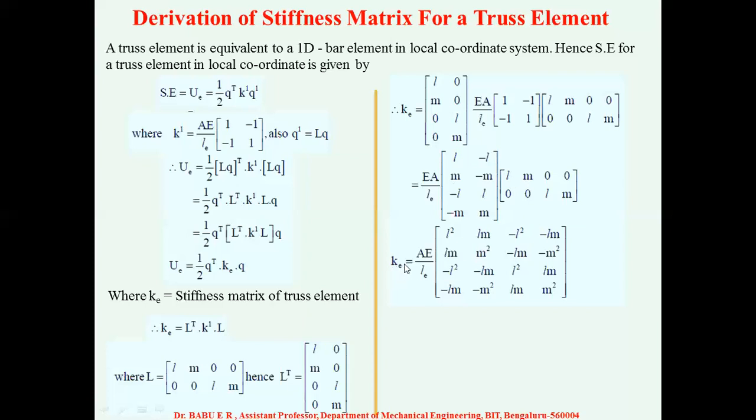So that is Ke, which equals AE by Le in the bracket: L square, Lm, minus L square, minus Lm; Lm, M square, minus Lm, minus M square; minus L square, minus Lm, L square, Lm; minus Lm, minus M square, Lm, M square. So this is the stiffness matrix for a truss element in the global coordinate system.